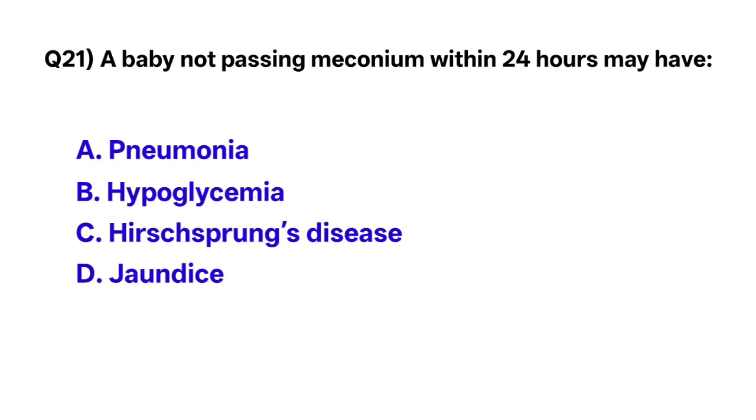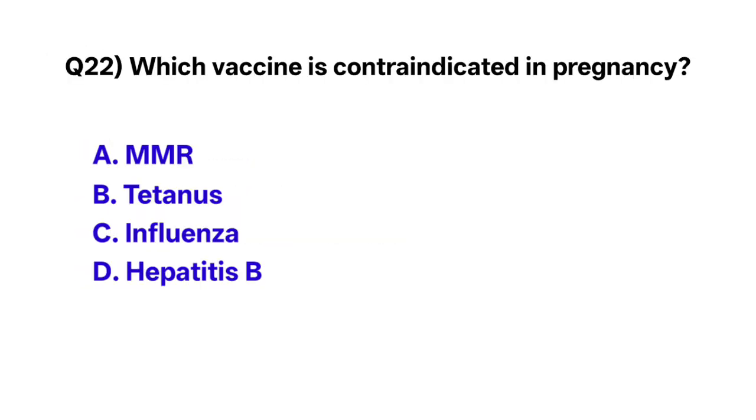Question number 21. A baby not passing meconium within 24 hours may have? The correct option is C. Hirschsprung's disease. Question number 22. Which vaccine is contraindicated in pregnancy? The correct option is A. MMR vaccine.